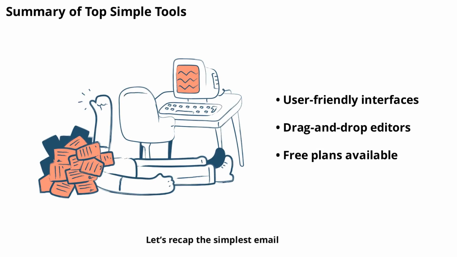Let's recap the simplest email marketing software for building automated sequences. MailerLite, ConvertKit, Moosend, Mailchimp, Benchmark Email, Sendinblue, Mailjet, and GetResponse all offer user-friendly interfaces, drag-and-drop editors, and free plans. Each platform has its own strengths, but all are designed to help you automate your email marketing without unnecessary complexity. Choose the one that fits your needs and start building your first sequence today.